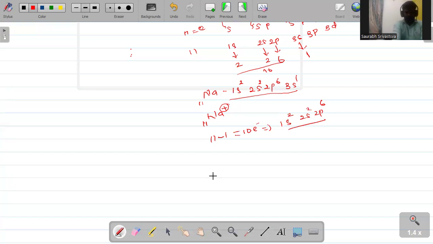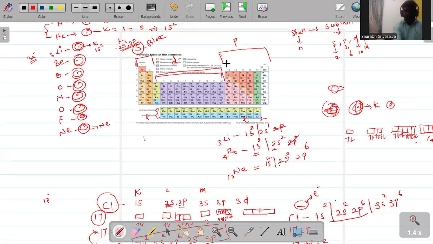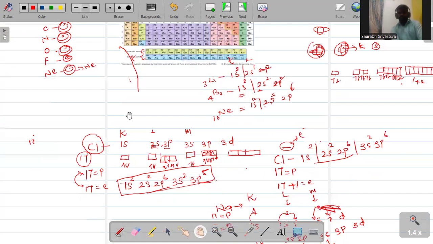Yes, sir. Okay. From this, any doubt? The first two groups are called the S block, and the last 6 groups are called the P block. This is the D block. For example, hydrogen. So hydrogen you write as the first element. The last electron, where has it entered? So lithium.